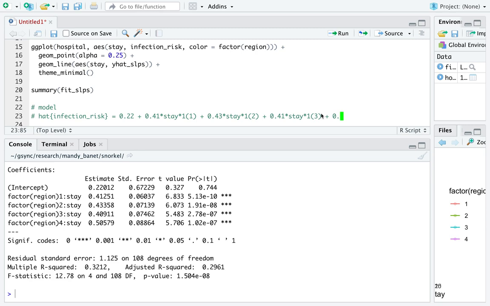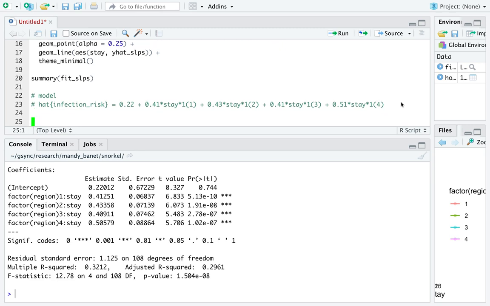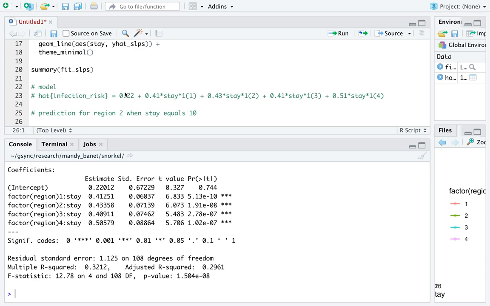Plus 0.51 times stay times an indicator variable appropriate for region 4. Now, let's work our way through a prediction for region 2 when stay equals 10. So here you go. We've got 0.22 in our model because our linear regression needs an intercept, 0.22 plus.